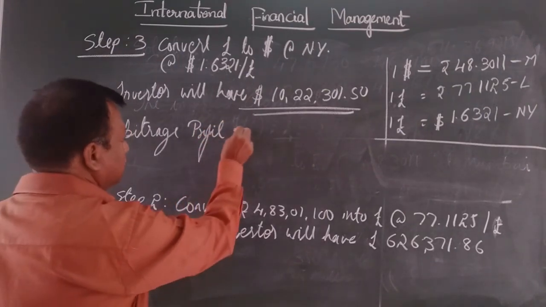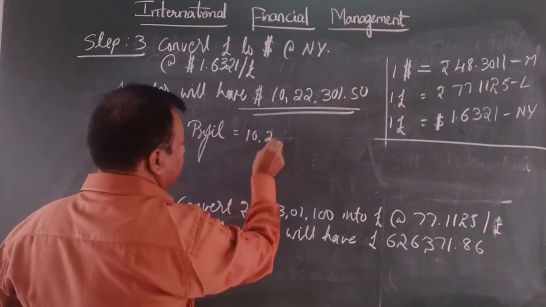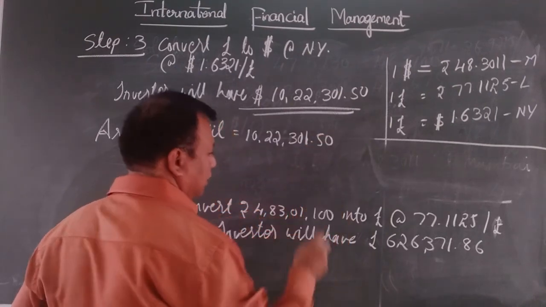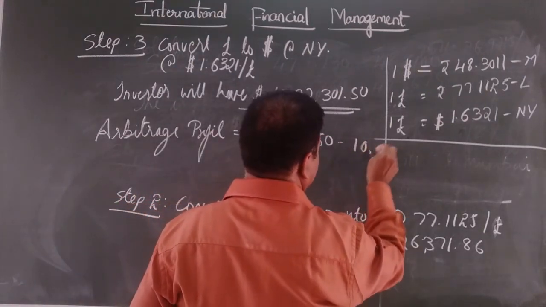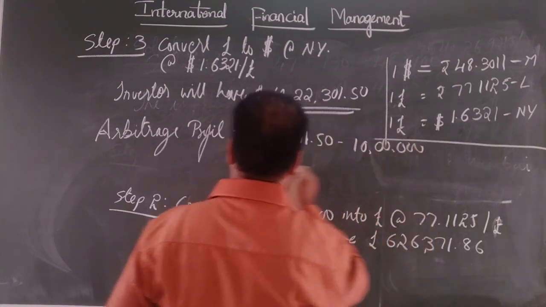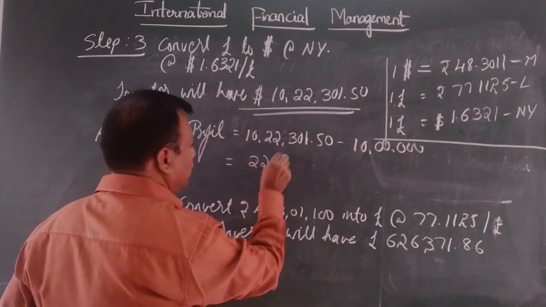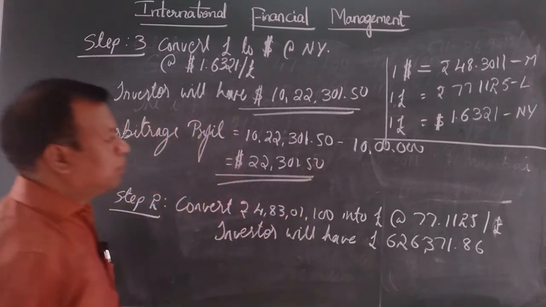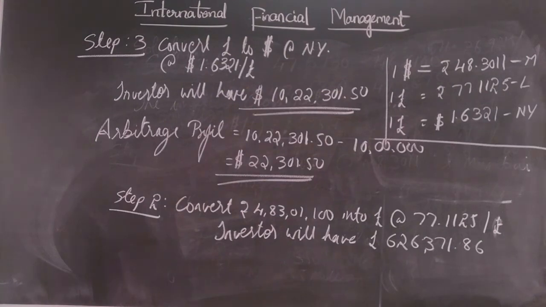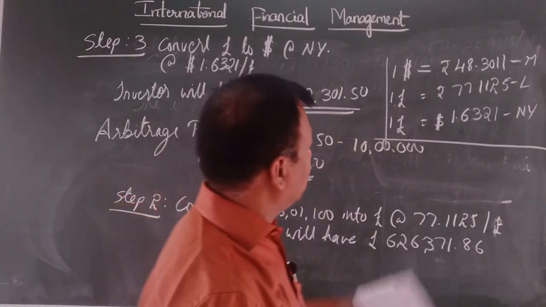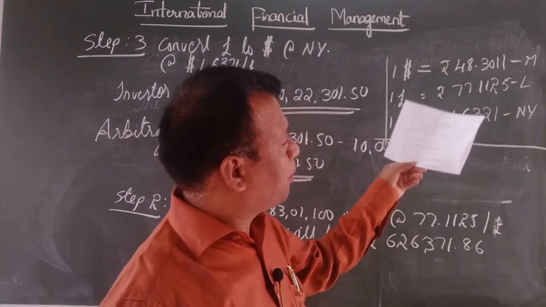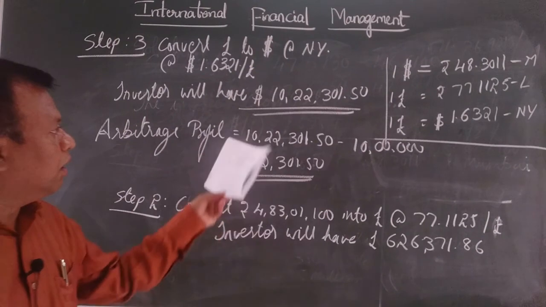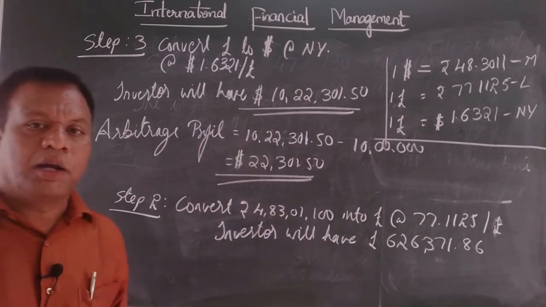If you want to find the arbitrage profit for the entire round, it is 10,22,301.50 minus 10 lakh. That comes to 20,301.50. This is the answer you are going to get. If you convert dollar into rupee, rupee to pound, and again pound back to dollar, this is how we can make the profit. This is what we call an arbitrage profit.